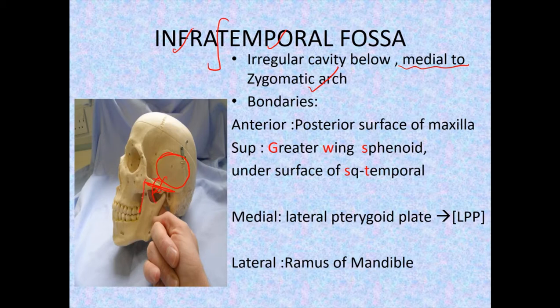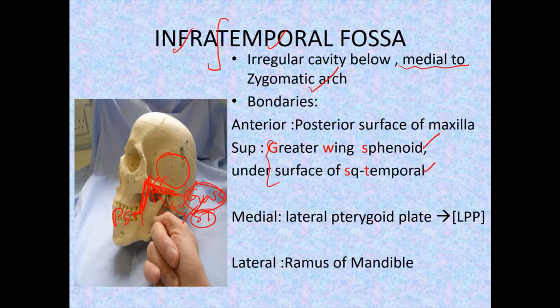Anteriorly, it is the posterior surface of the maxilla. This is the anterior boundary. Superiorly is the greater wing of sphenoid. Remember, the greater wing of sphenoid, and the undersurface of the squamous temporal bone. So superiorly, number one is the greater wing of sphenoid and the squamous temporal bone.